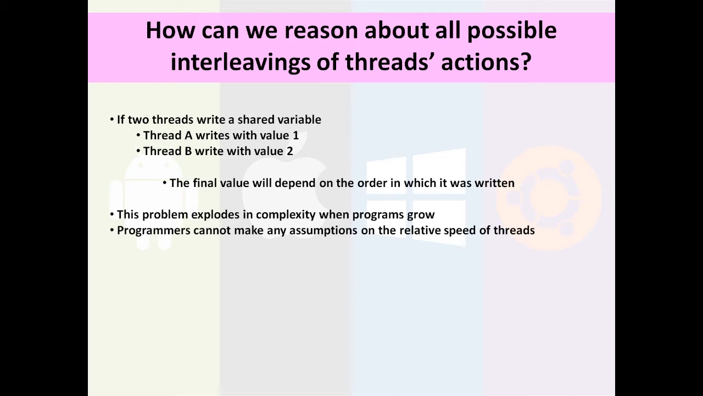And this problem, like it says, explodes in complexity when the programs grow larger and when the number of threads interacting with the shared state also increases. Now, programmers cannot make any assumptions on the relative speed of these threads. We can't predict what the scheduler is going to do, nor can we predict how the different threads themselves are going to operate in terms of their speed of execution.